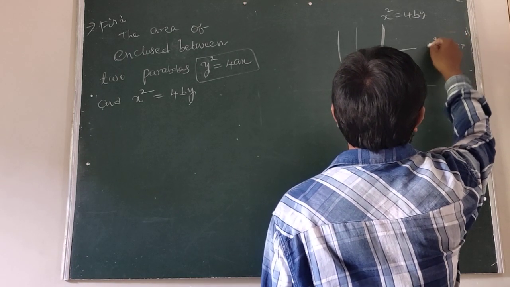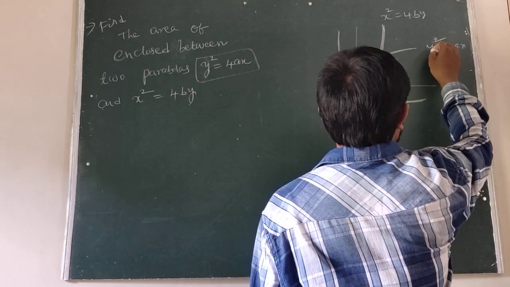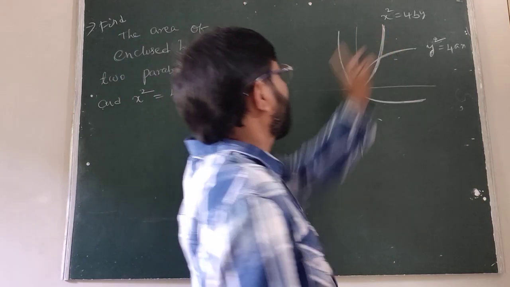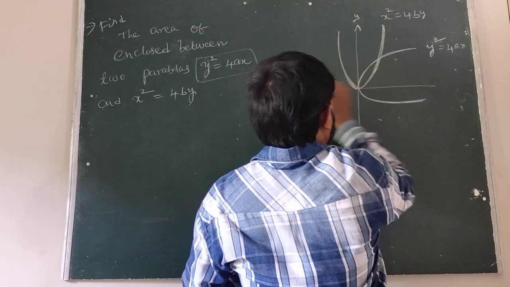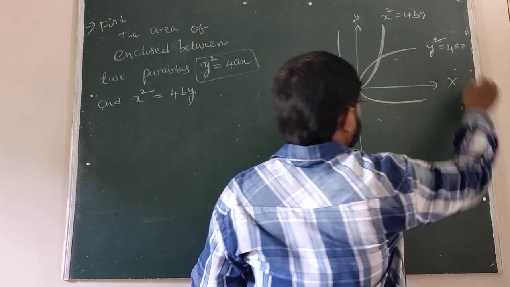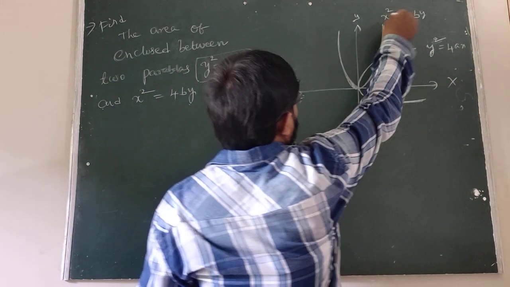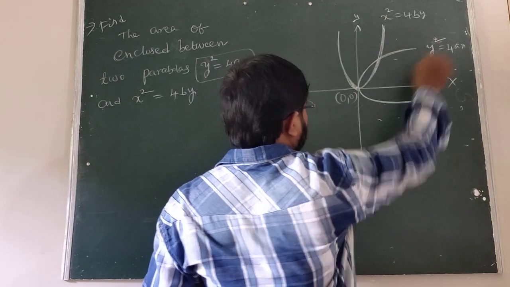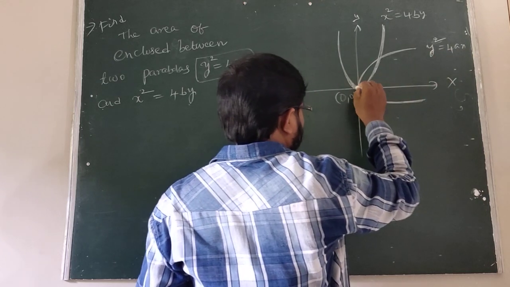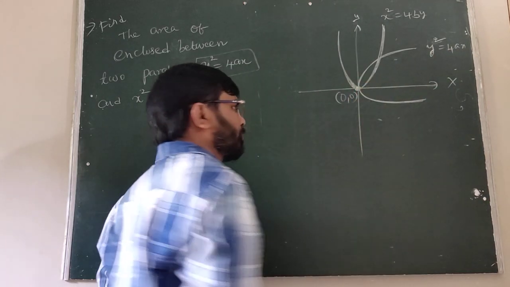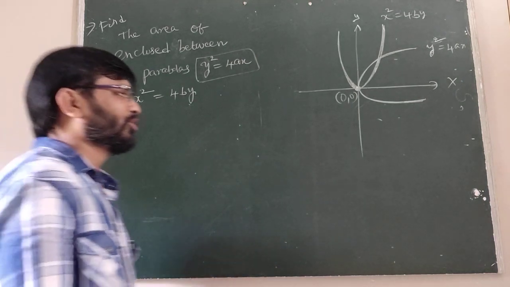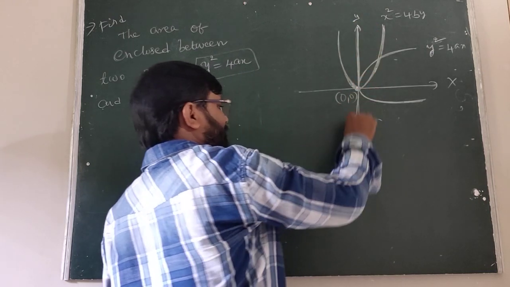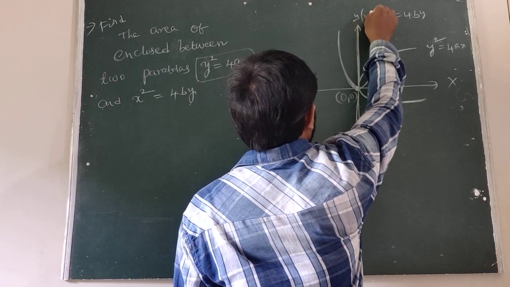You can learn all these graphs in the parabola topic. This is x square equal to 4by, which is symmetric about the y axis. Y square equal to 4ax is symmetric about the x axis. Now when we substitute the origin, 0 equal to 0, putting x and y as 0, this is also satisfied. We know that these two pass through the origin. That means one boundary is the y axis, that is x equal to 0. Y axis means x equal to 0.